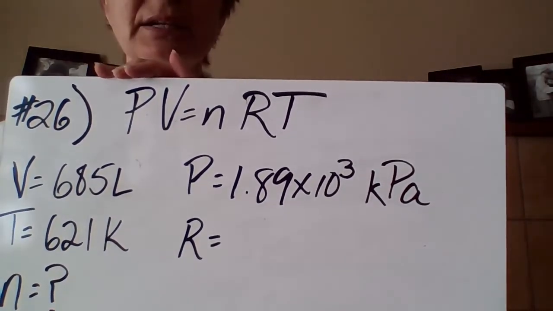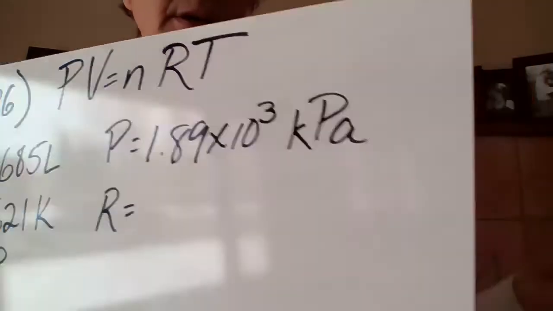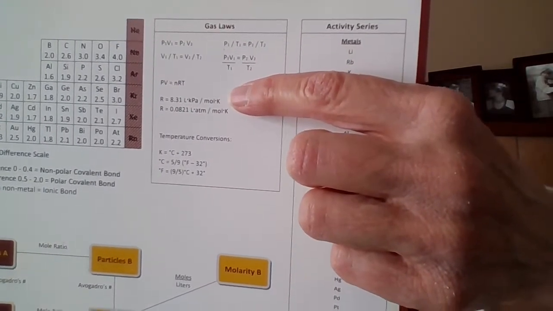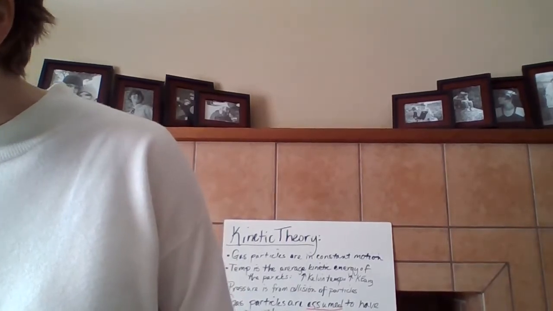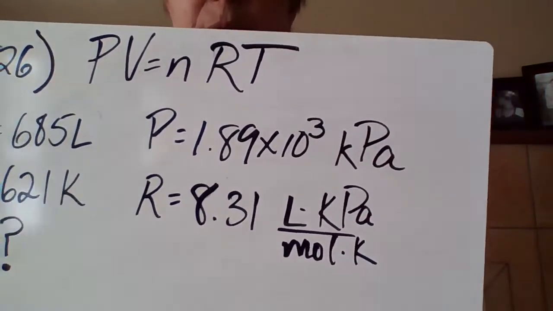So from that, we need to determine which R value we're going to use in PV equals nRT. If you look at the back of your Plainsman periodic table or into your notes for the two different R values, they would be found here under the equation PV equals nRT. Given pressure in kilopascals, we need to use the kilopascal R value, which is 8.31 liters times kilopascal per mole Kelvin. So I'm going to write that into my problem set here, and then we'll be solving for N, for moles. So these are all of the values that I need to solve this problem.